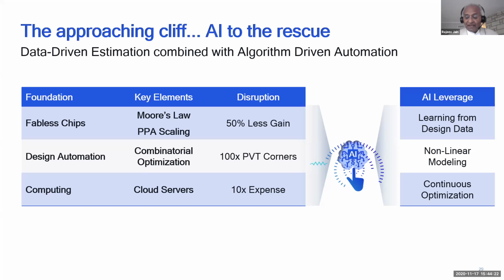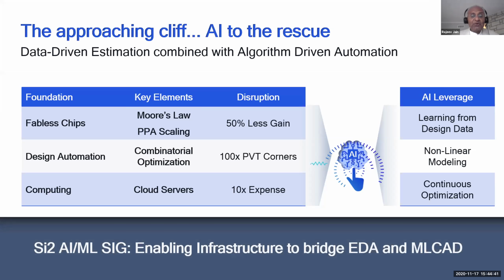And in conclusion, the last thing I would like to say is that to make this vision a reality, which is how do we combine the data-driven CAD and estimation tools with the algorithm-driven CAD, we're obviously going to have to evolve an infrastructure for that. Because right now, these two technologies are living in very different worlds.